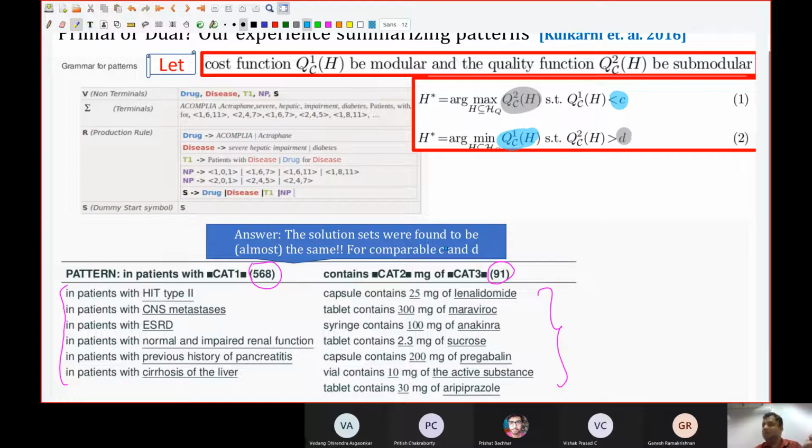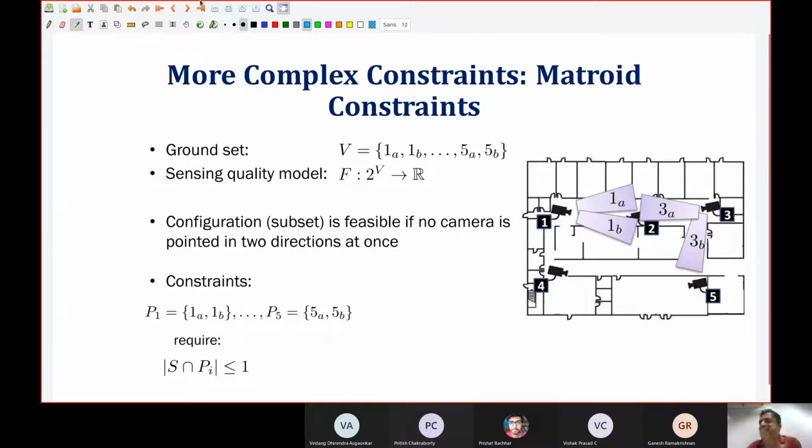I'm not claiming that it'll always be the same, but in practice. Is this clear? I hope you get enthusiasm to try it out yourselves for your problem setting. But let's now look at more complex constraints. Constraints are not necessarily always very simple.